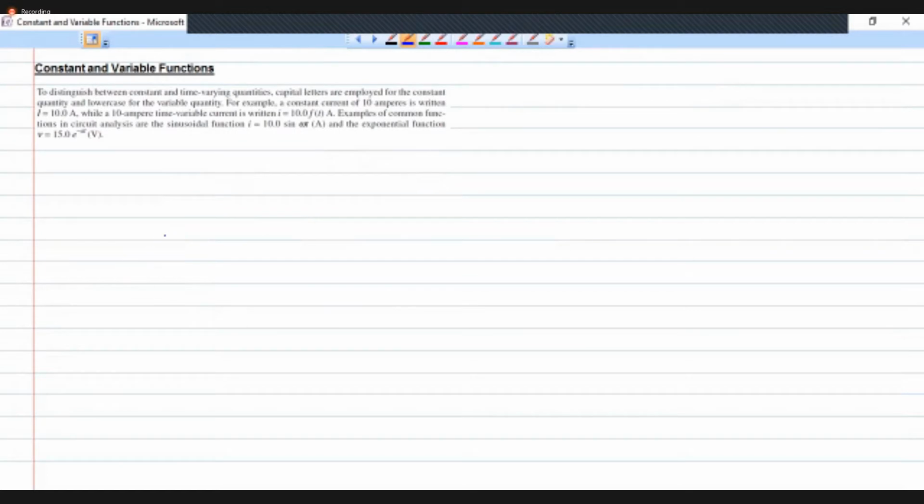Now, some conventions are used when we do circuit analysis. Sir, kindly zoom it. I'm not able to see that. Let me see whether it is zoomable or not. Okay, no need to worry.